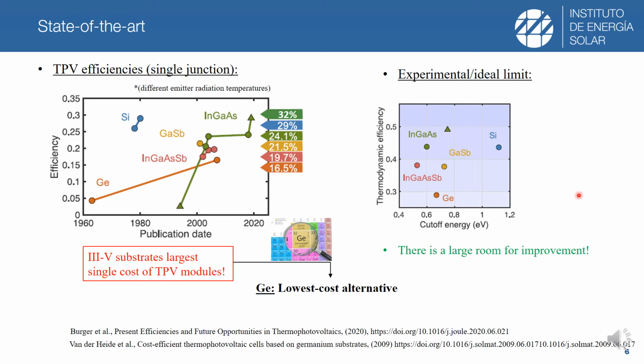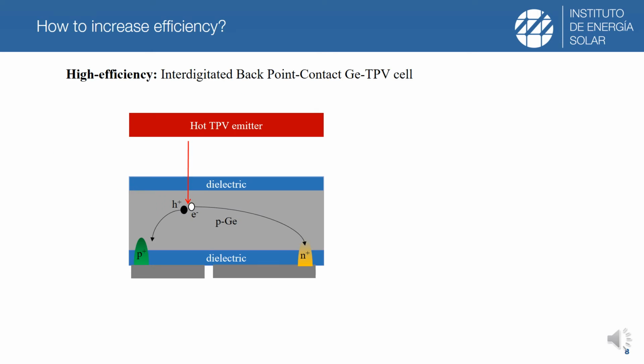improvement. And in fact, this record efficiency has been achieved by using high capital cost techniques, such as metal organic vapor phase epitaxy, which means that there is a need for low cost and high efficiency germanium TPV cells. That's why in this PhD thesis we have reconsidered the use of germanium for TPV, and in order to increase its efficiency, we have proposed the use of an interdigitated back contact TPV cell architecture.